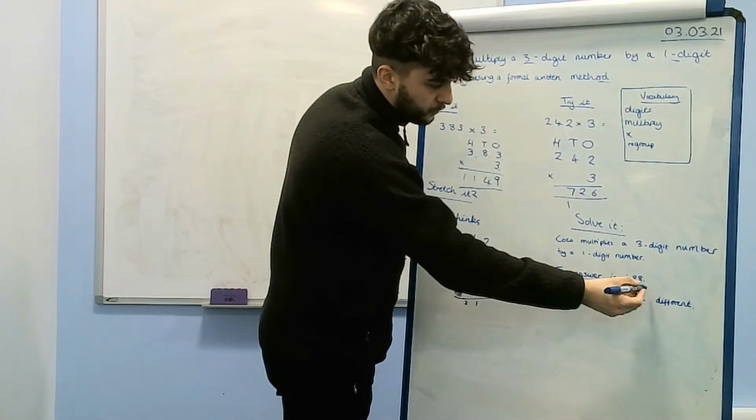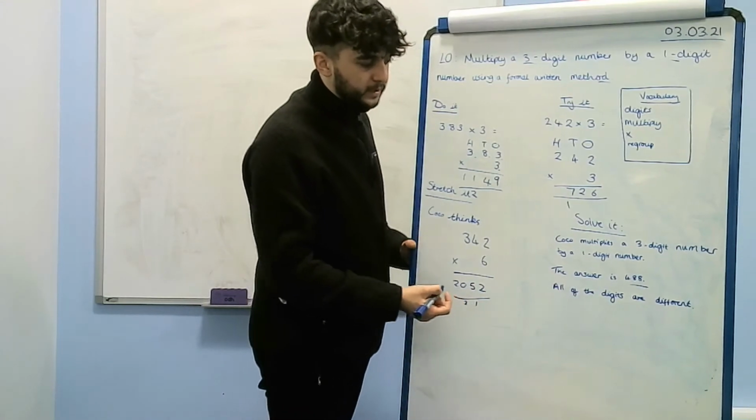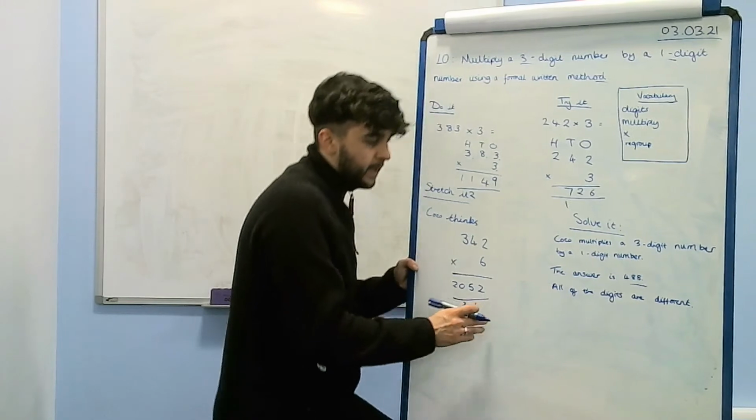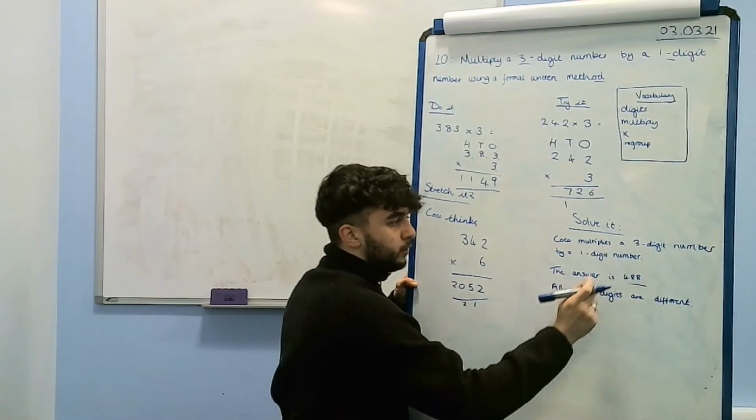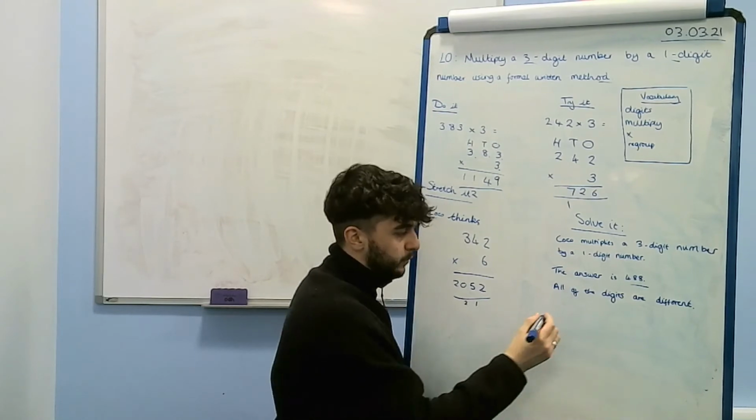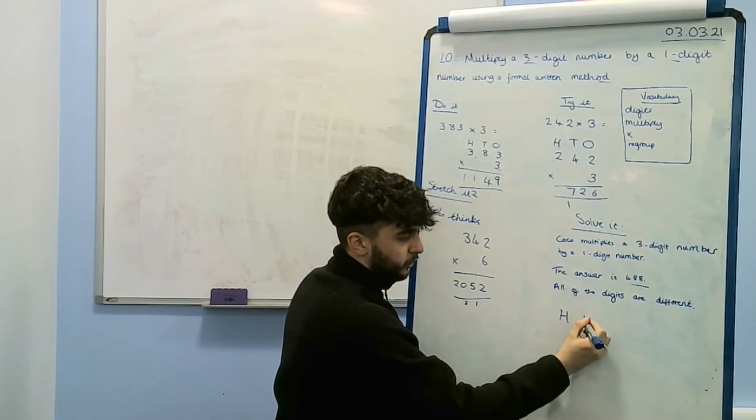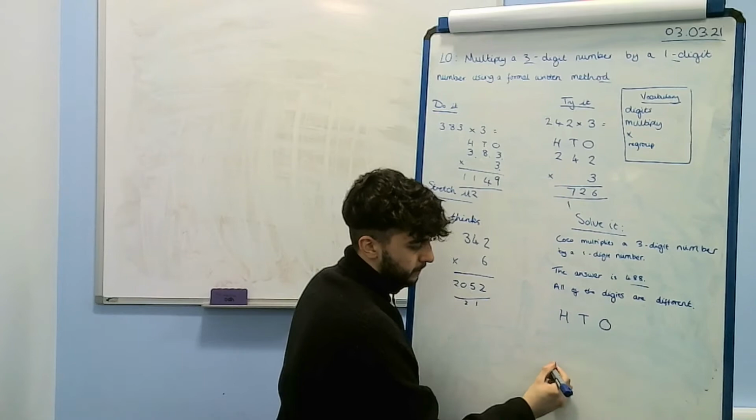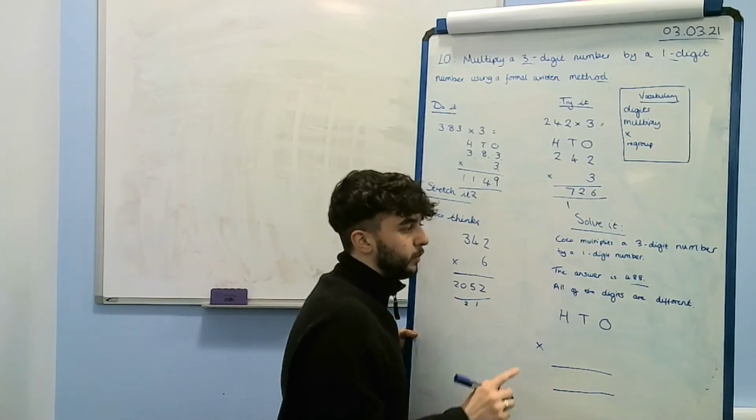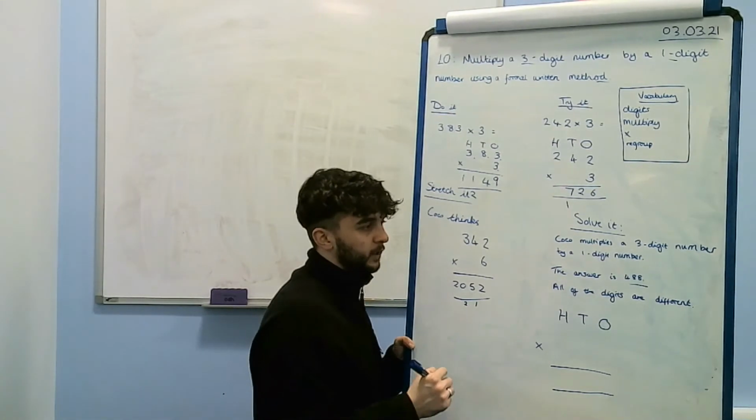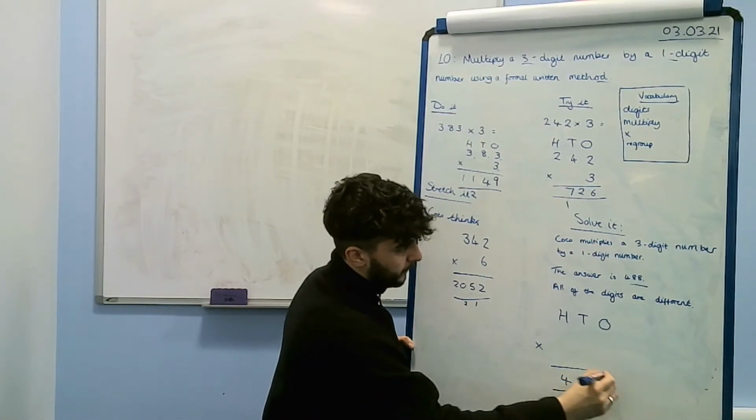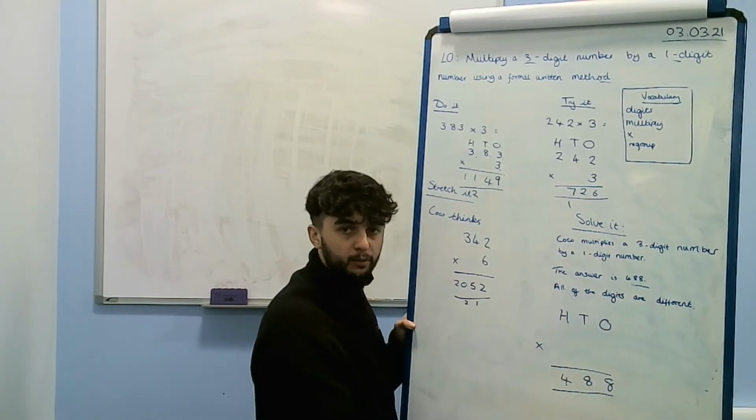Okie dokie. Solve it. Coco multiplies a 3-digit number by a 1-digit number. The answer is 488, and all of the digits are different. Okay? So all of your digits must be different. It is a 1-digit number multiplied by a 3-digit number, and the answer is 488. So as I always say with these sorts of questions, use what you know first. Okay, hundreds, tens, ones. What do I know? I know the number in question, the answer is 488. I also know all my digits here are going to be different.